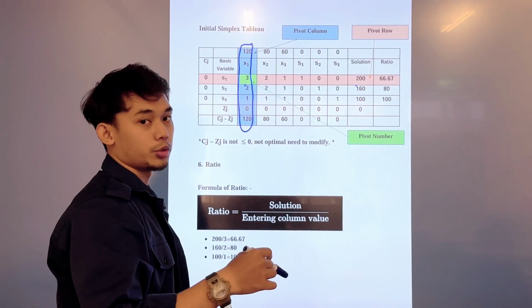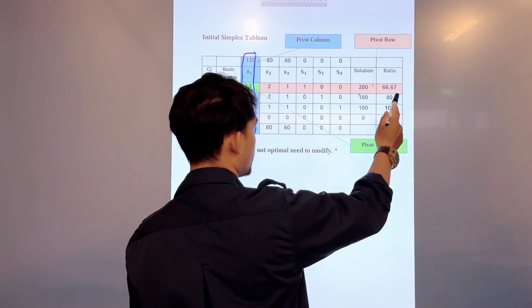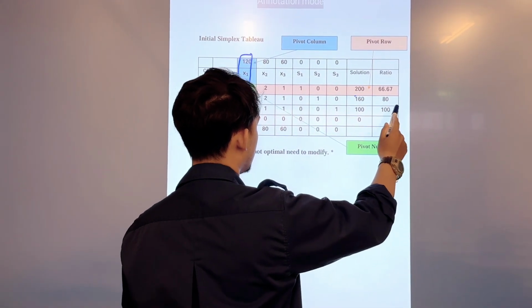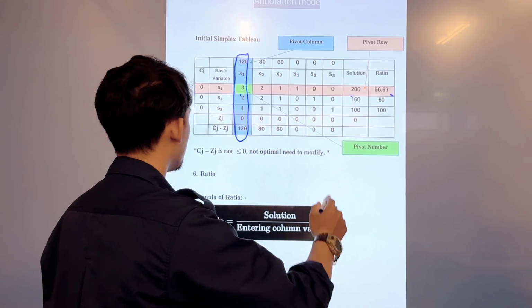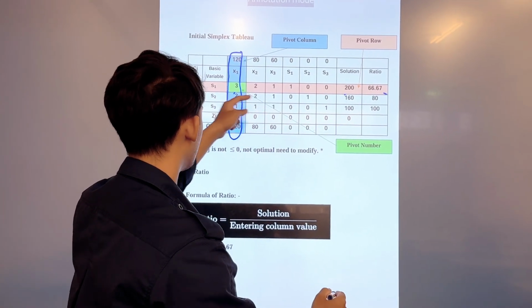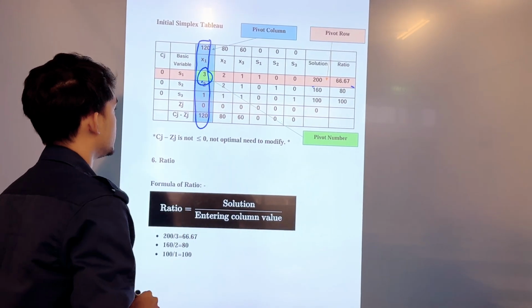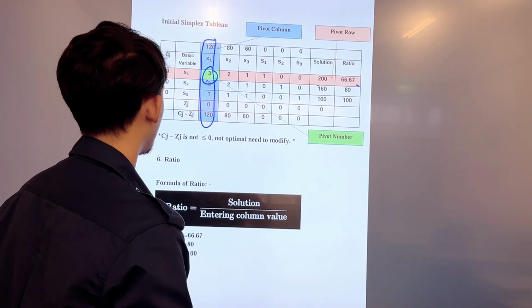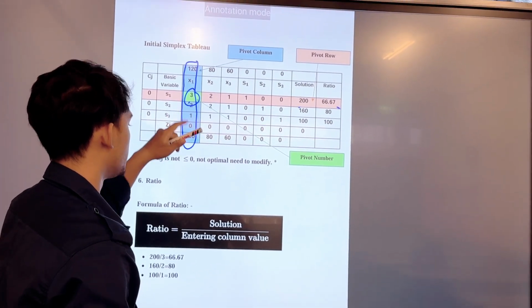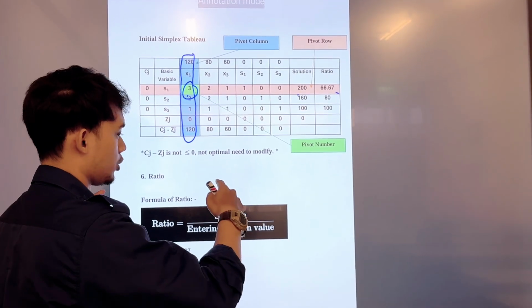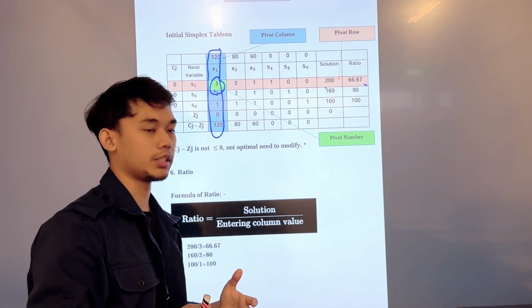Number 2, you choose the lowest of the ratio. The lowest of the ratio is 66.67. This is the pivot row. After you choose the pivot row, you can get the pivot number. This is the pivot number. After you choose the pivot number, you can do the next step, which is the first iteration, the new table.